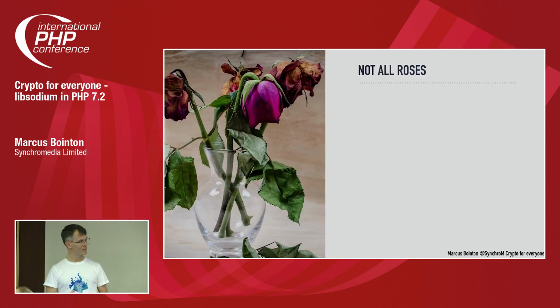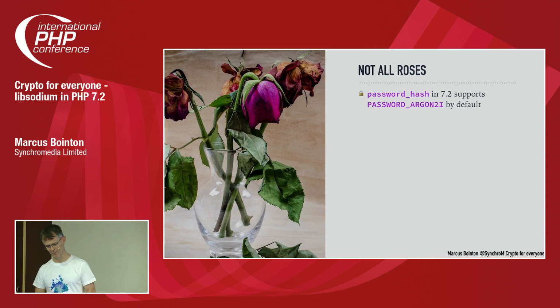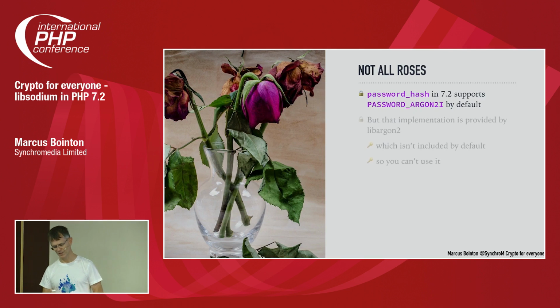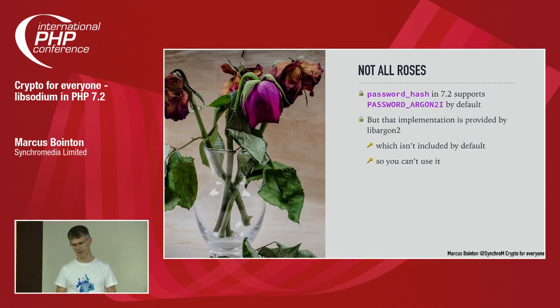As I mentioned before, there are a few little problems with the way that things have been implemented in PHP. The password hash function in PHP 7.2 actually already has the password argon2i, so it does the timing resistant, side-channel resistant version of argon2. But unfortunately, that implementation is provided by a different library called libargon2, which isn't included by default, so you can't really rely on it being there.